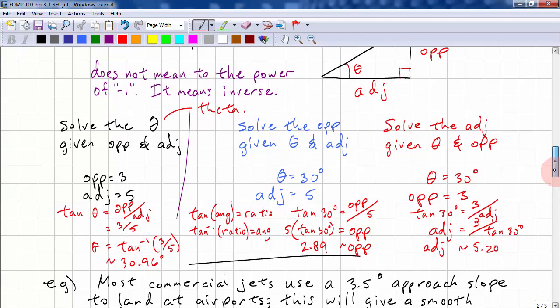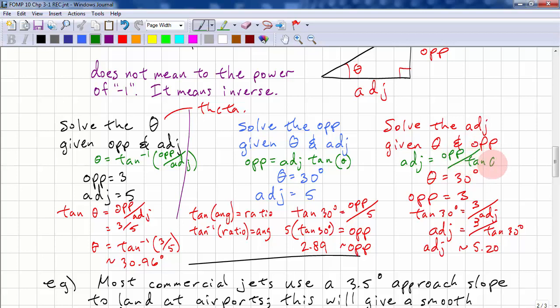Okay, if you don't know how to do the algebra, here's the formula you need to know. So theta equals inverse tan of opposite over adjacent. Here we have opposite equals adjacent tan theta. And here, adjacent equals opposite divided by tan theta.